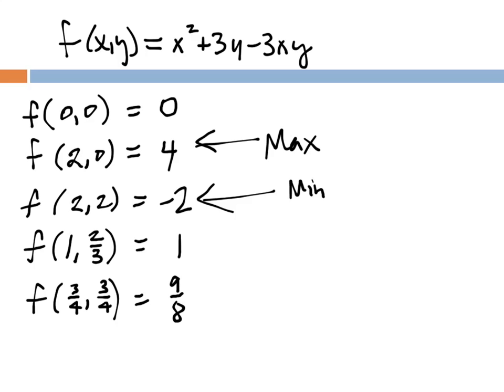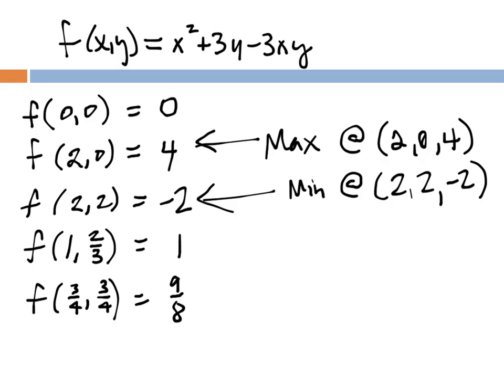What's even better is you actually found the ordered triple in doing that, didn't you? Because this is actually a 3-dimensional shape, correct? So you could talk about the max being at 2, 0, 4. You can talk about it being at 2, 0 as well, but just be aware that the 4 is actually the height, if you will, at that point. And the minimum then is at 2, 2, negative 2.